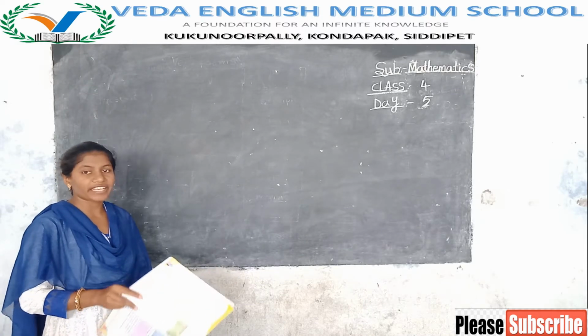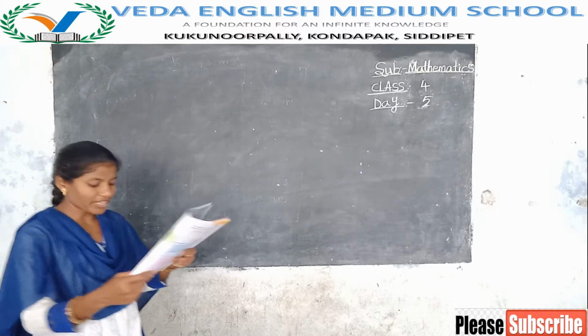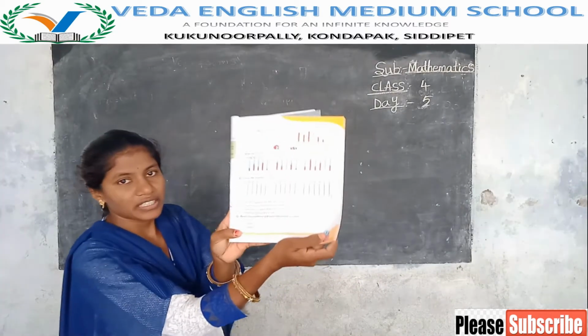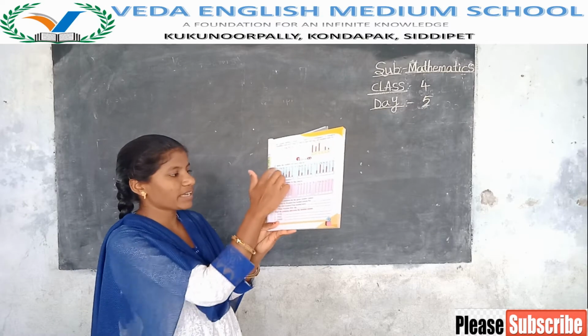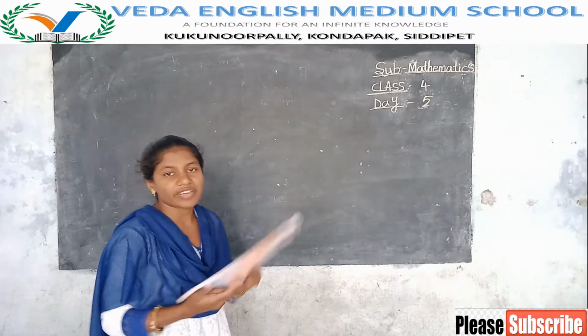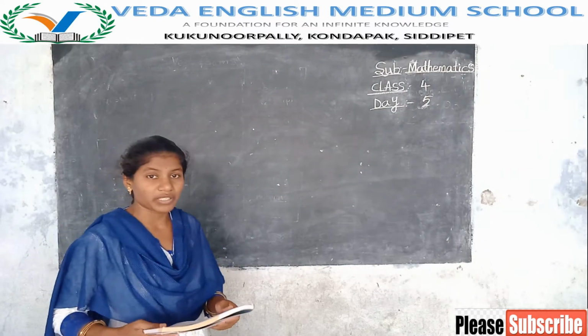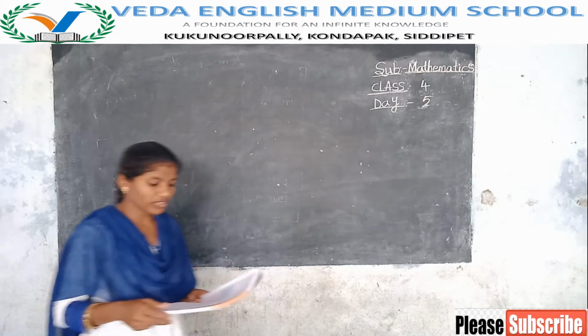Today we will go for exercise. Take out your textbooks, page number 7. See here, page number 7. Exercise 1.1. Today we will complete 3 bits, A, B, C, and we will write. Today we will learn how to write numbers.